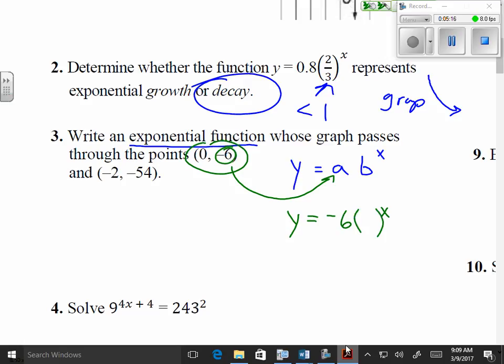In order to find b, I have to come over here and use this point. I'll put the -54 in for y, the -2 in for x, so it'll look like -54 equals -6 times this b that I'm looking for to the -2 power. And I need to solve for b. So first thing I'll do is divide both sides by -6. Okay, and I get a positive. -54 divided by -6 will be a positive 9.